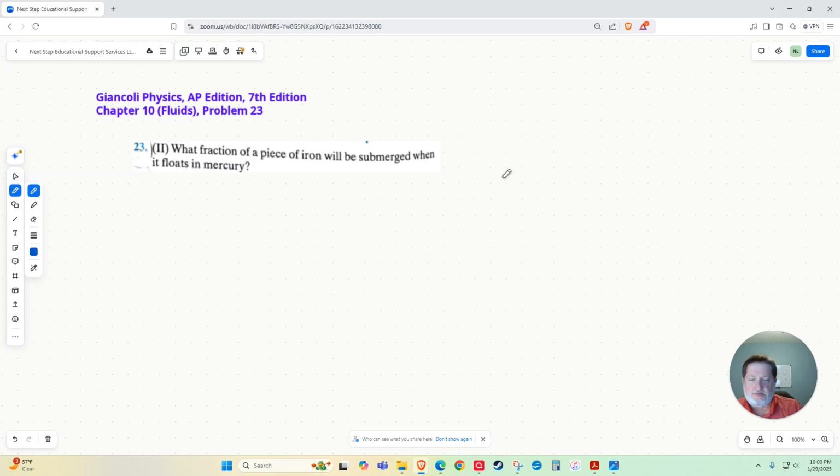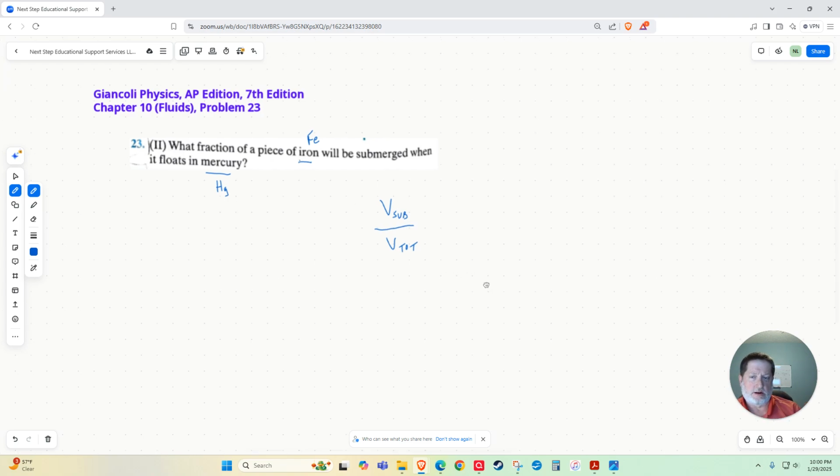To express what they're asking us for in terms of values, asking what fraction of a piece of iron will be submerged when it floats in mercury. What that translates to is they want to know what portion or volume will be submerged as compared to the total. We're talking about iron versus mercury. As you may know, mercury is a metal with a very low melting point, so it is liquid at room temperature, and it's also very dense. So it's not surprising that iron would float in it.